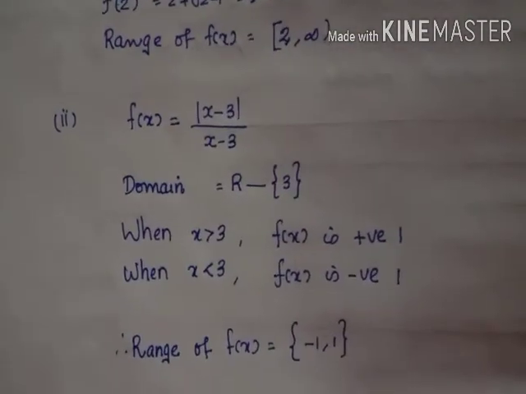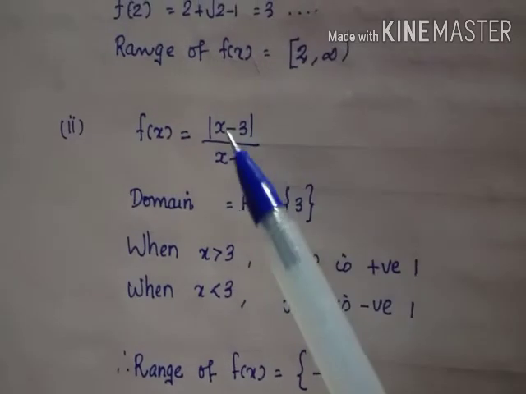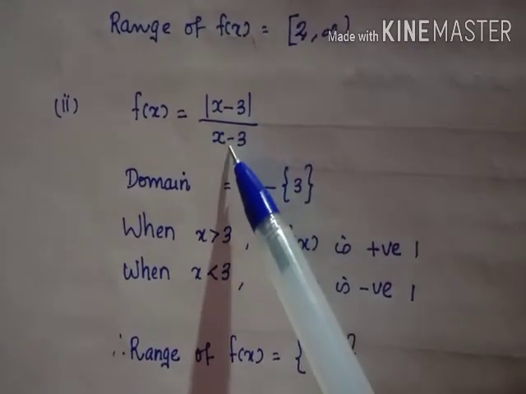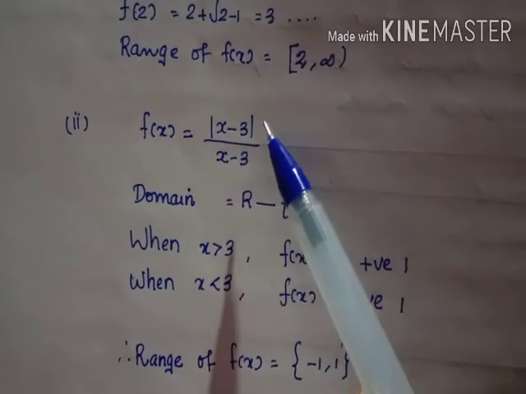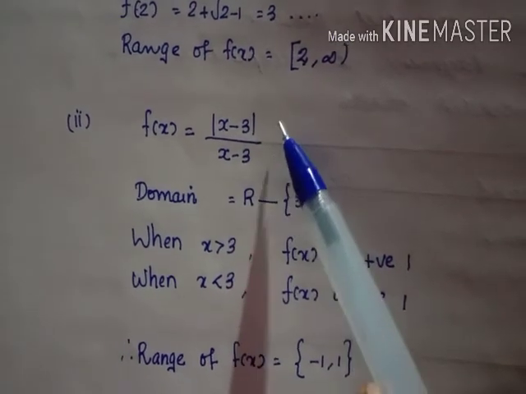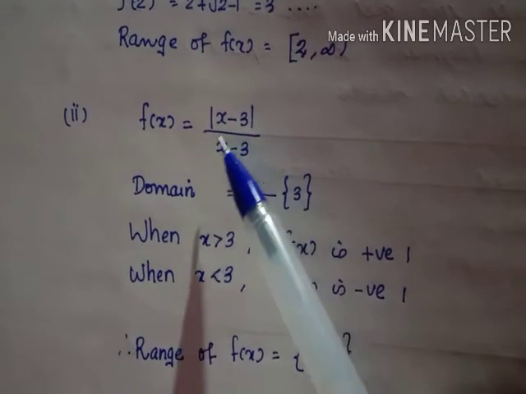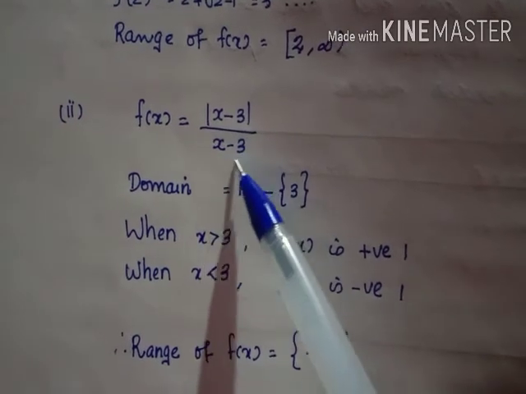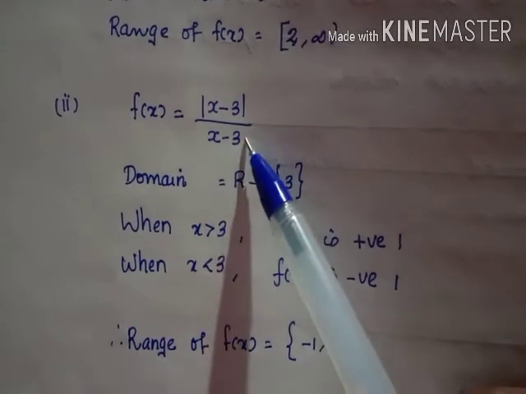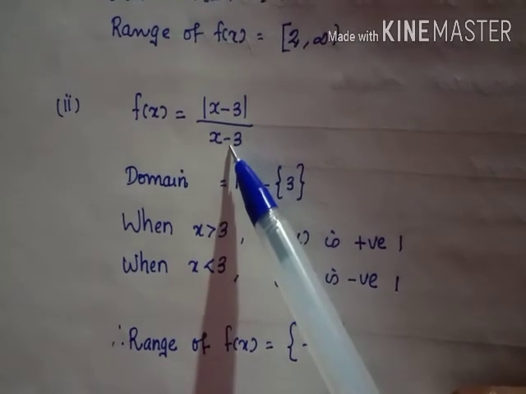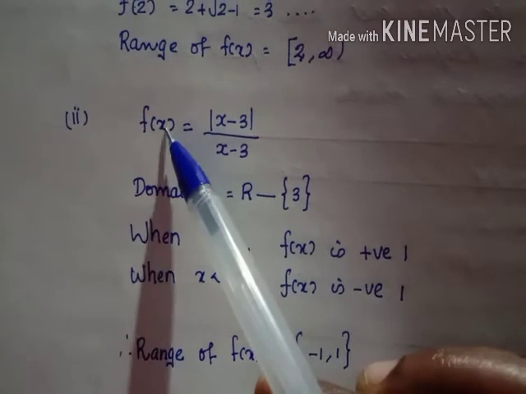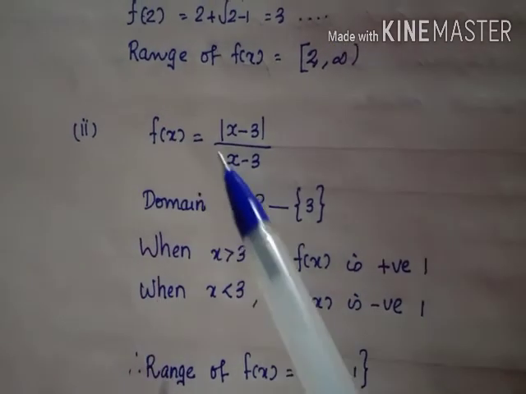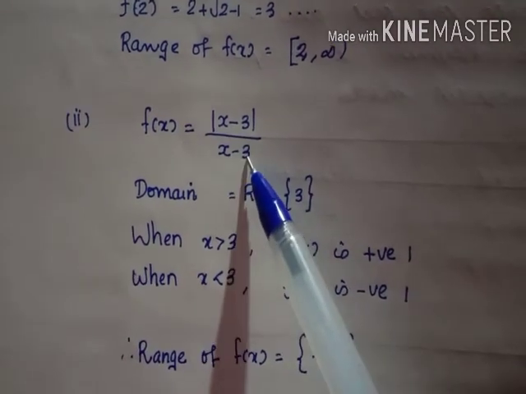f of x equal to modulus of x minus 3 divided by x minus 3. So it is of the form p by q, a rational function. What is its domain? The denominator is not equal to 0. If the denominator equals 0, f of x is not defined. There is no value for f of x. So the denominator is not equal to 0.